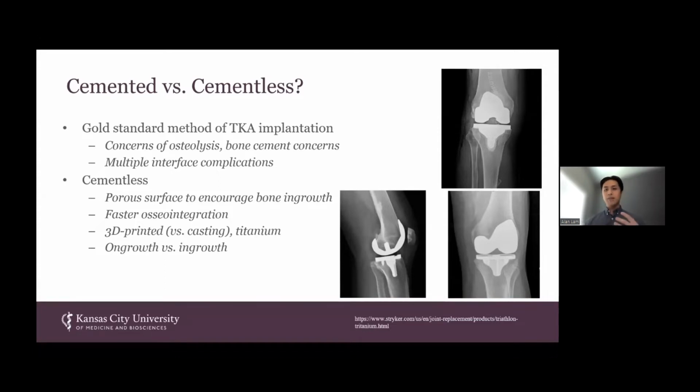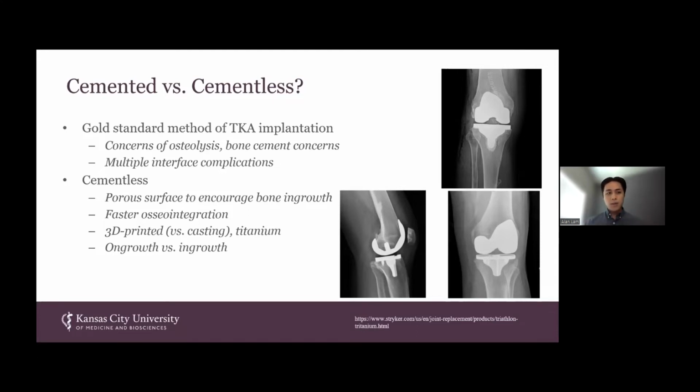You can also have 3D printing technology that's been implemented into some of the more recent designs within the past 10 to 12 years, as opposed to how they used to do it, where you can more custom fit these implants to the patient's bone. And you can also have a different type of metal implemented.